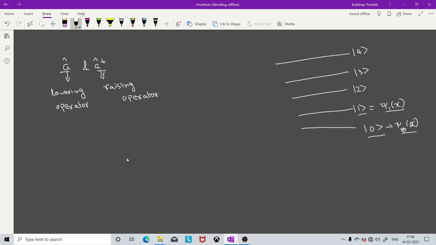Now, what this lowering operator will do: suppose you are doing a measurement on this state. If you operate on the state with the a operator, it will bring your state to this lower level. If you want to go upstairs, you operate it with a dagger, and you will automatically go to the next higher state. That's why these are known as a dagger and a.